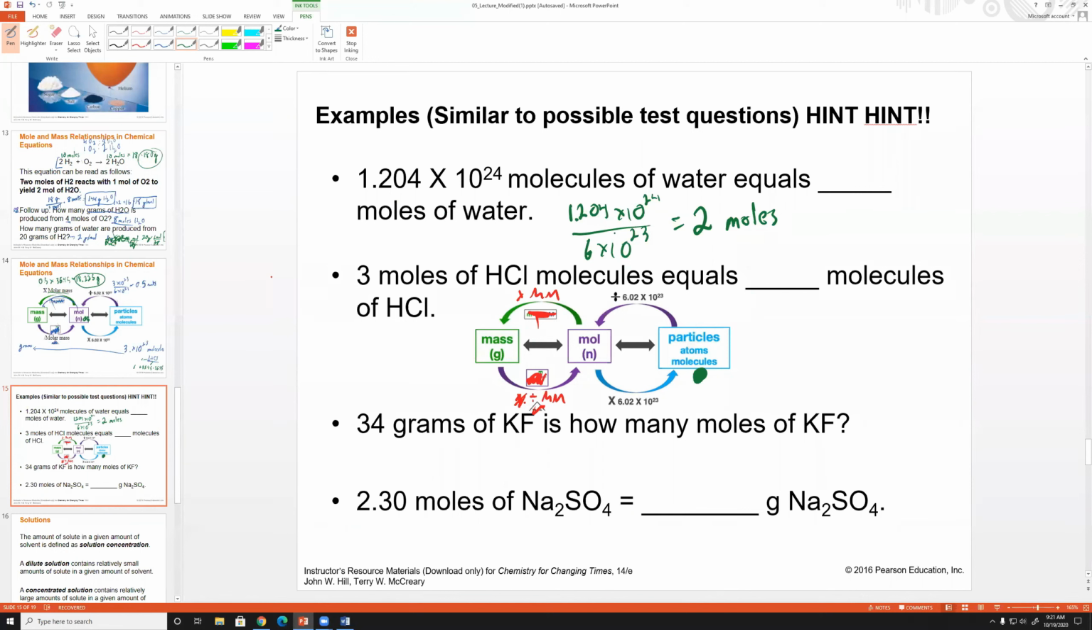What do we get? We get 0.2. So 1.2 divided by 6 is 0.2. And then we do the same thing like we did before. 10 to the 24 divided by 10 to the 23rd is 10 to the 1, because you subtract the exponents. So 0.2 times 10 is 2. That make sense?